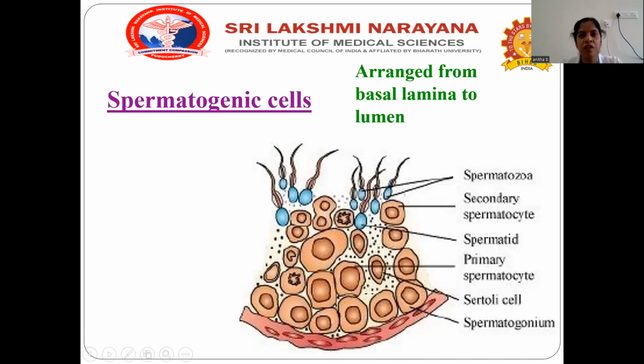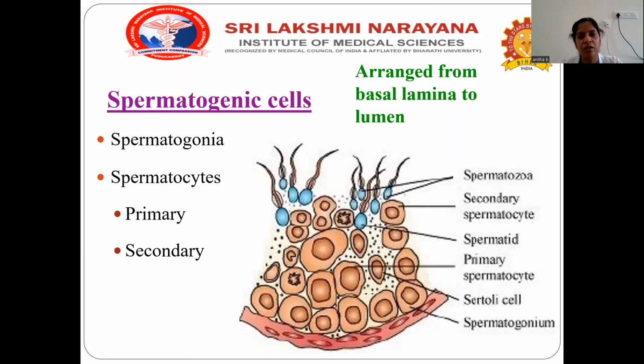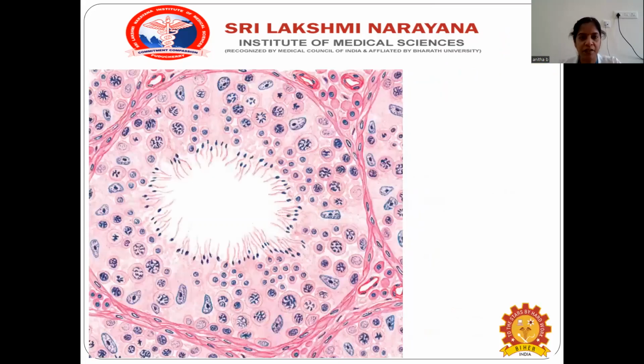So they are arranged from basal lamina to the lumen. From the basal lamina to the lumen, they are arranged one by one. First spermatogonia, then spermatocytes. Spermatocytes are of two types: primary spermatocytes and secondary spermatocytes. Then you can see spermatids, then spermatozoa. So these are the spermatogenic cells.